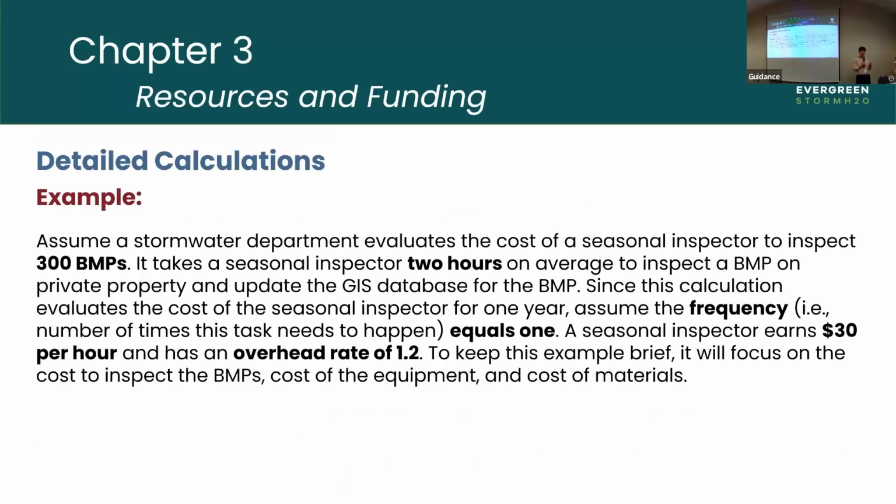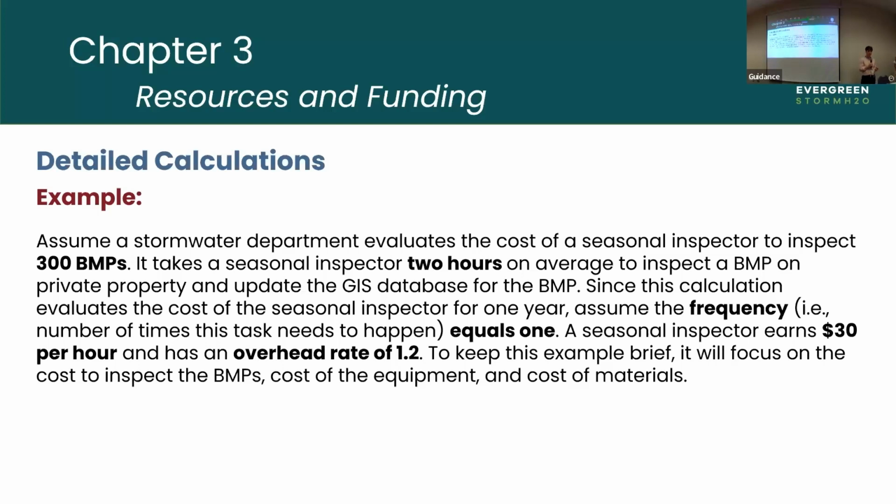So we have a detailed example calculation here. If anybody wants to get a calculator, you're more than welcome. If anybody brought a calculator, good for you. Assume a stormwater department evaluates the cost of a seasonal inspector to inspect 300 BMPs.